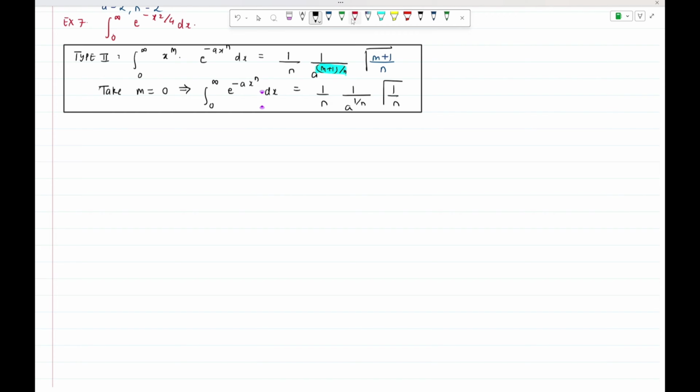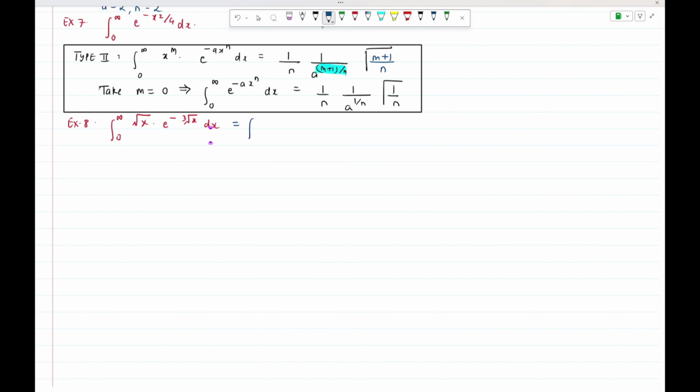Now let us see some numericals on type 2. So example number 8. We are going to evaluate the integration from 0 to infinity square root of x e raised to negative cube root of x dx. Now the very first thing that you should be doing is removing the radicals. We don't want the integrand to have radicals. We rather want them to be in index form.